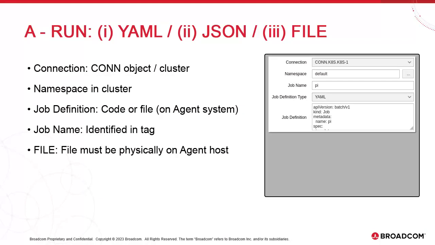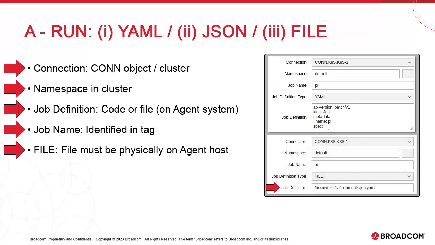Let's start with YAML, JSON, and file job definition since they're the most straightforward. You need a connection object to connect to the cluster and specify the namespace where the job is to execute. The two types, YAML and JSON, are the supported formats, and you simply copy and paste the code of the job in the job definition fields. The definition contains a job name, which should be reflected in the job name fields. If you wish to submit from a file, then this file must be present on the agent system. You indicate the path in the name.